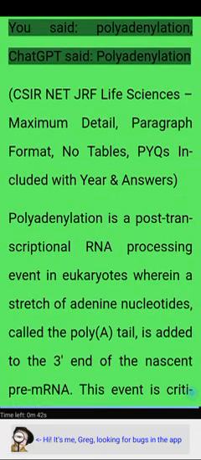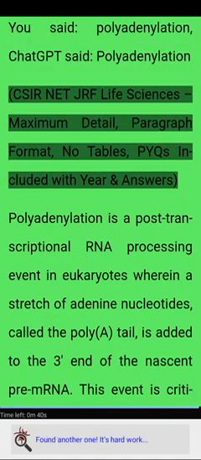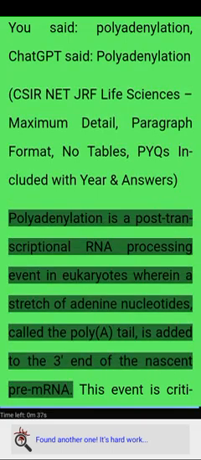You said, polyadenylation. ChatGPT said, polyadenylation. CSIR NET JRF Life Sciences, maximum detail, paragraph format, no tables, PYQs included with answers.